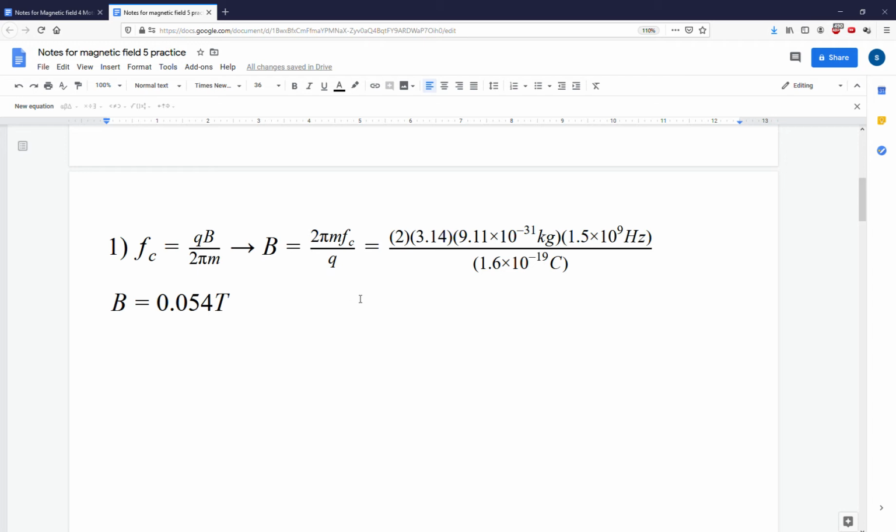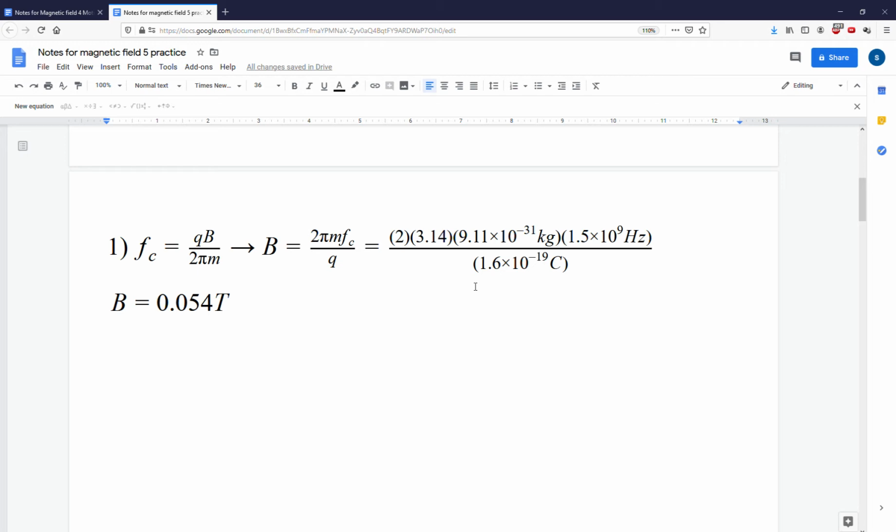Since the particle we are dealing with is an electron, the mass is 9.11 times 10 to the negative 31st kilograms, and the charge is the elementary charge of 1.6 times 10 to the negative 19th coulombs. Note that I am not including the negative. That is because the negative will affect which direction the electron spins, not the rate at which it spins.